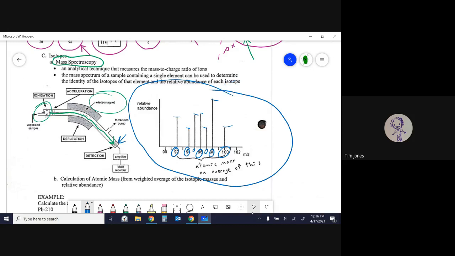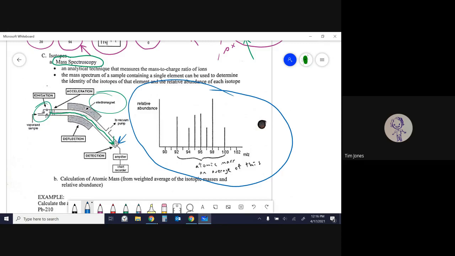If you wanted to find the average atomic mass, or molar mass if you use different units, you would just average all of these. What you would do is take the relative height of every one of these peaks, every single one, and you would see how they compare.